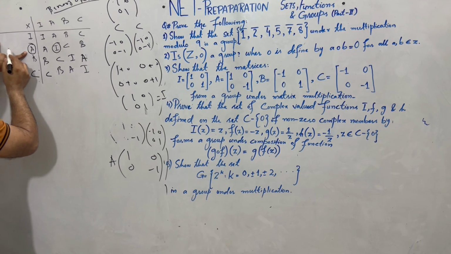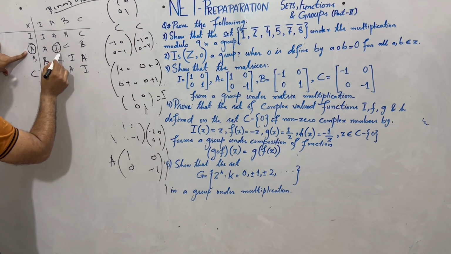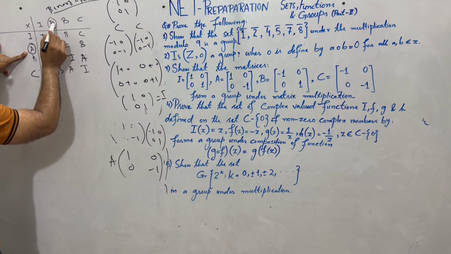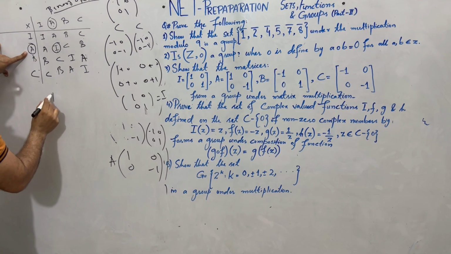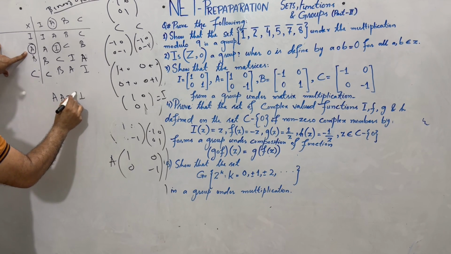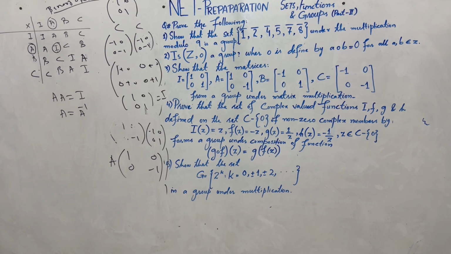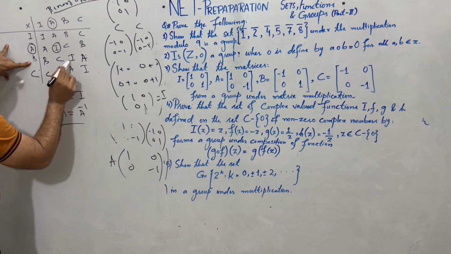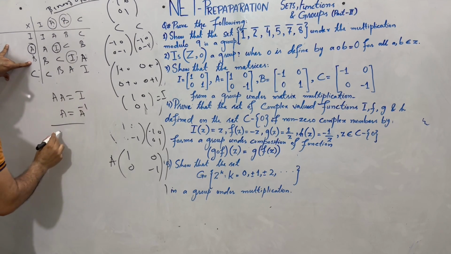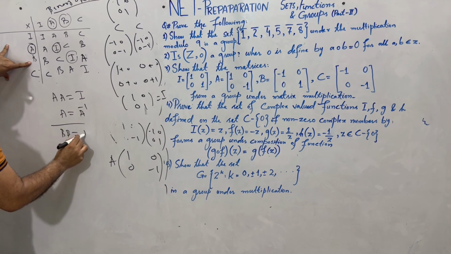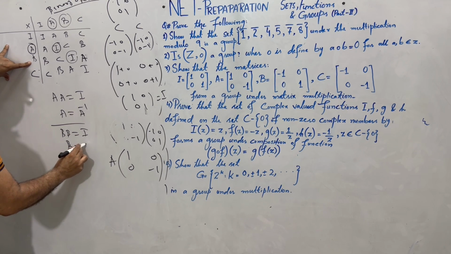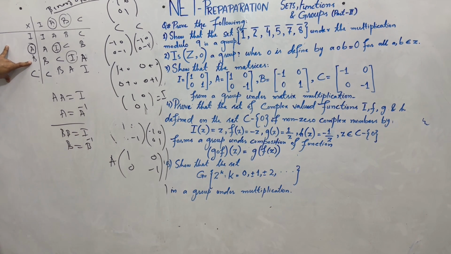I have A. Keep on traveling in the horizontal direction to I, then start traveling in the vertical direction to A. A times A, I get I. It shows that A is equal to A inverse. It's an invertible matrix. Similarly, if I want to find the inverse of B, keep on traveling horizontally to get I, then B times B is I. So B is equal to B inverse. B is its own inverse.